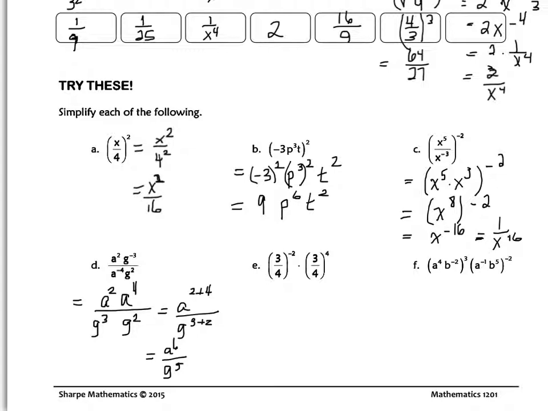The next example, and again nothing can cancel there, so I leave that as that. The next one, I see that both of these have the same base.